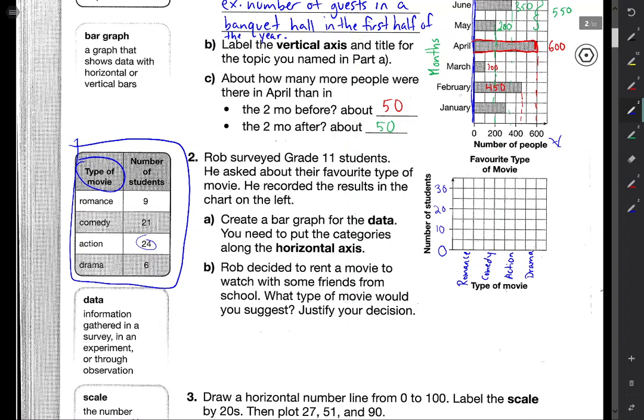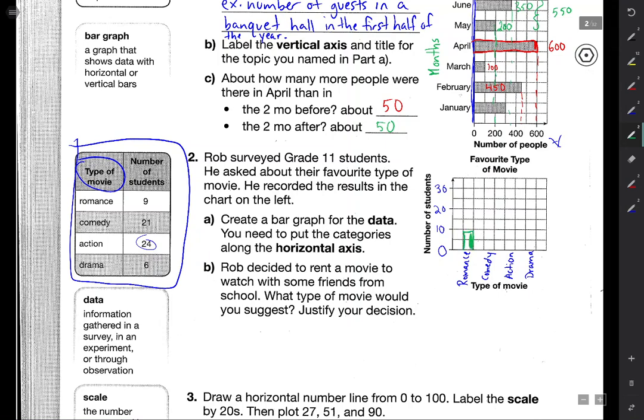And now let's plot our data onto the graph. So romance, 9 students liked romance. So what we're going to do here is we're going to create a nice bar graph. So this will go up to approximately 9 there, and I'll color that in a little bit. Comedy is 21, so we're going to go all the way up to 20 and then slightly over it to get that 21. And I'll color that in.